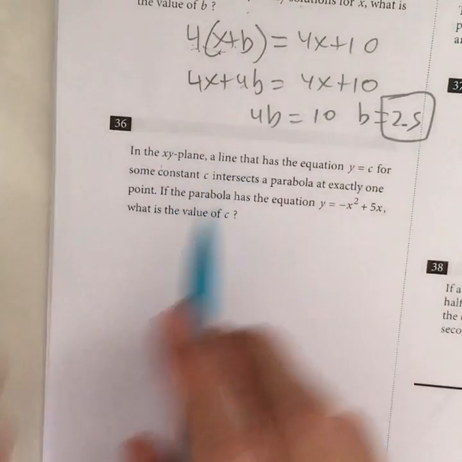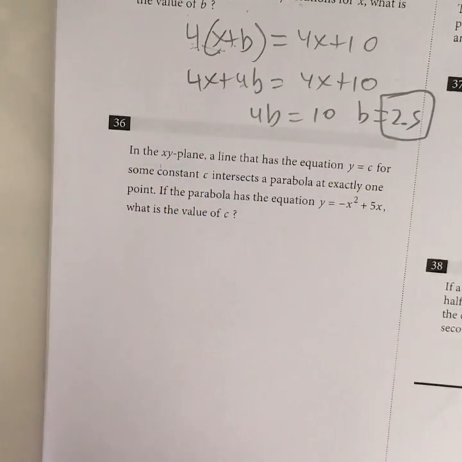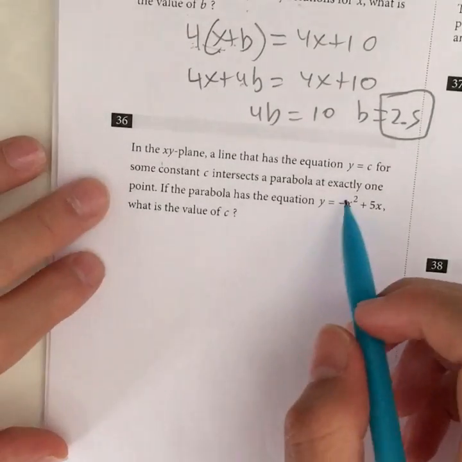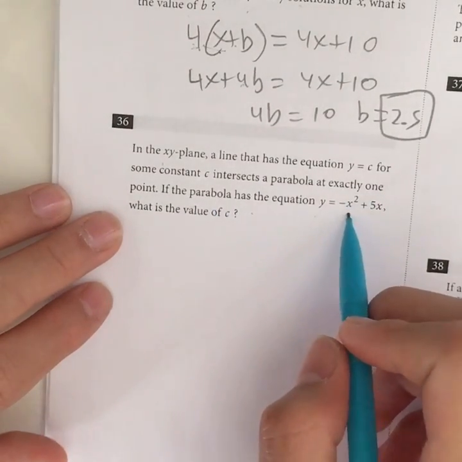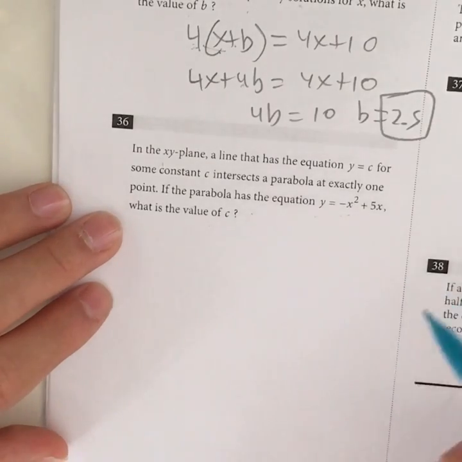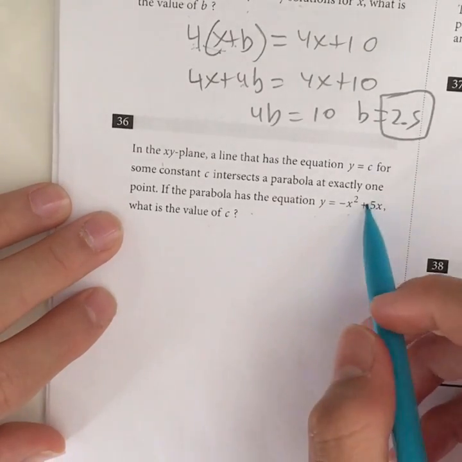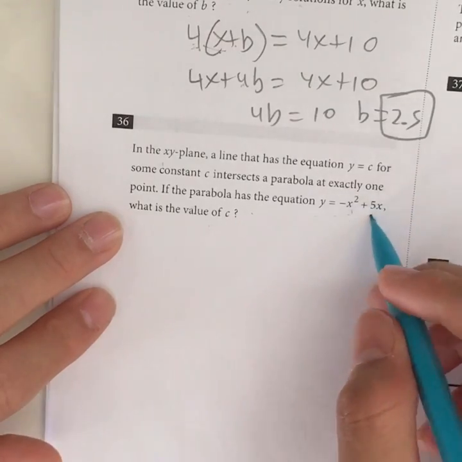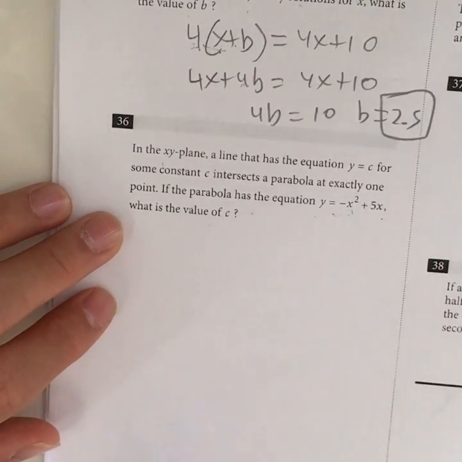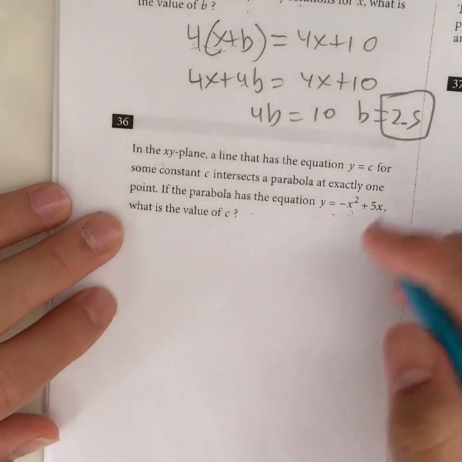36. In the xy plane, a line has the equation y is equal to c for some constant c, and intersects a parabola at exactly one point. If the parabola has the equation y is equal to negative x squared plus 5x, what is the value of c? Alright, so y is equal to c. So if we write this equation out, what does this equation look like? Oh, so for us to figure out the answer, y is equal to c.